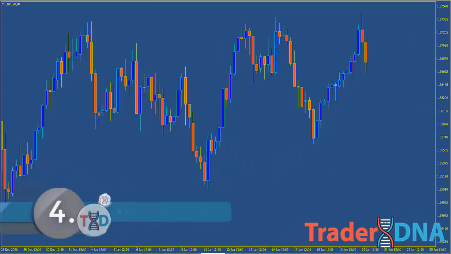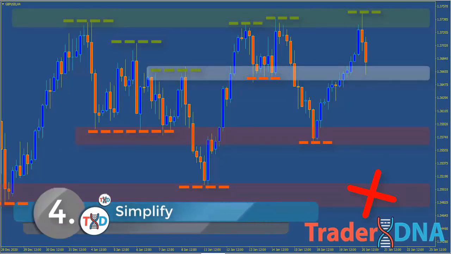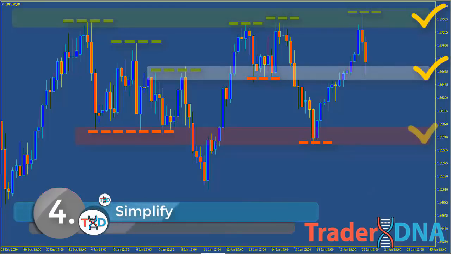Step 4. Simplify. Remove any areas that are not close to the current price. They will only confuse you. If the price does dramatically jump, you can always redraw your areas of support and resistance. But in the meantime, keep your focus on levels that are just a few pips away from current price, and pay even greater attention to levels that have shown strength or levels that have been tested three or more times.